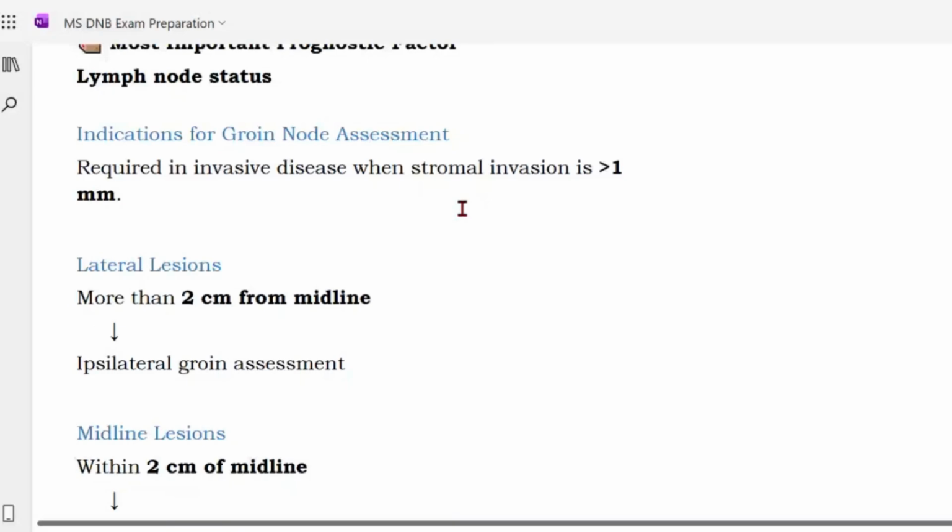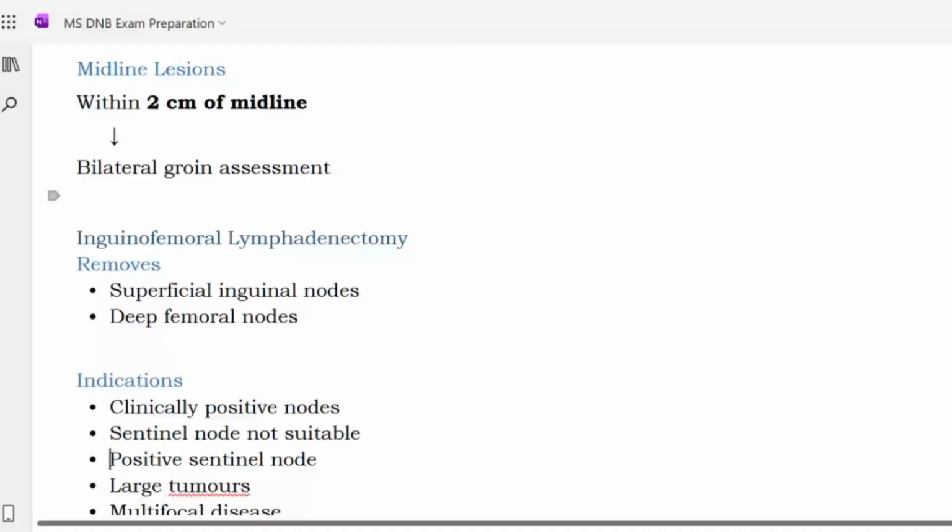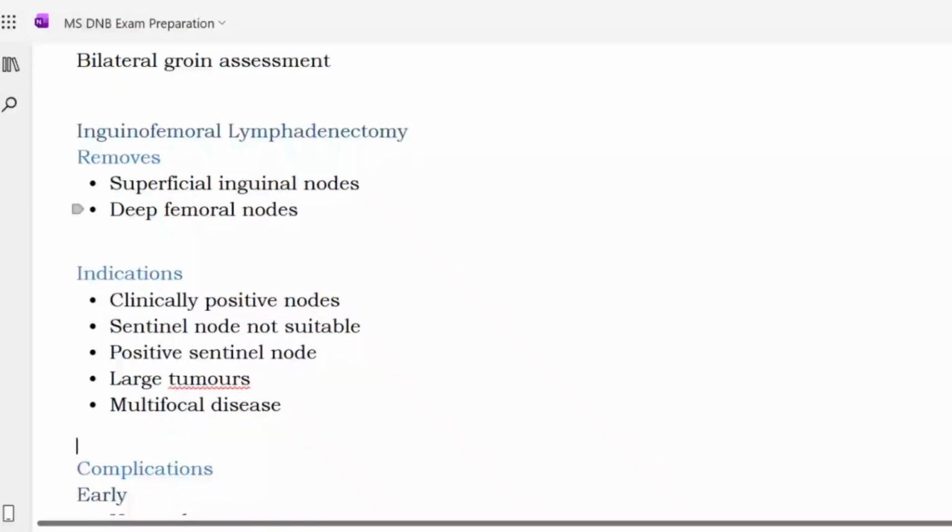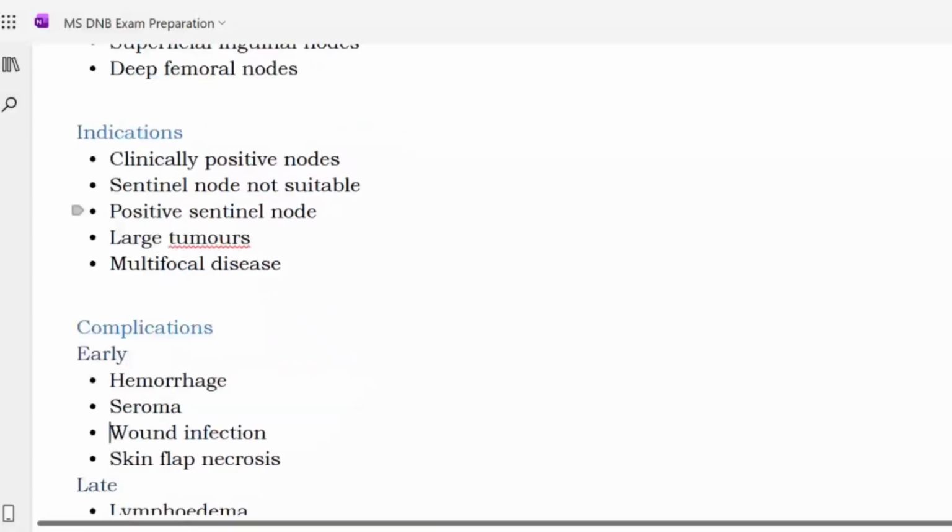Okay. So inguinofemoral lymphadenectomy. It will remove the superficial inguinal lymph nodes and deep inguinal lymph nodes. Indications for the inguinofemoral lymphadenectomy are: one, if you get clinically positive nodes, you have got a vulval lesion and clinically also there are inguinal lymph nodes, or clinically there are no nodes, but on investigation you get the nodes. Sometimes you do the sentinel lymph nodes and it becomes positive, then also you will have to do the lymphadenectomy.